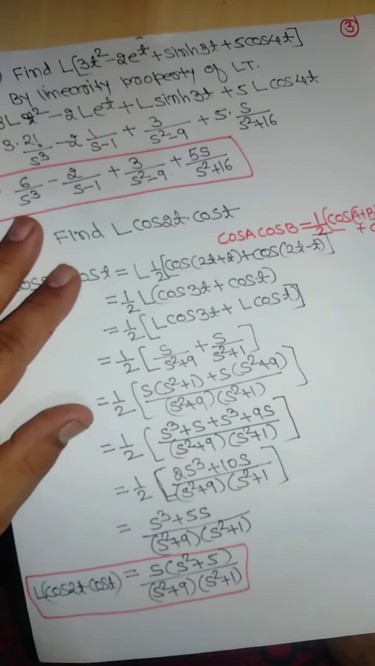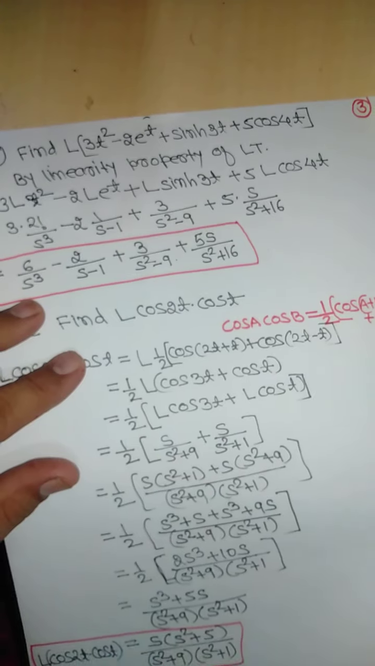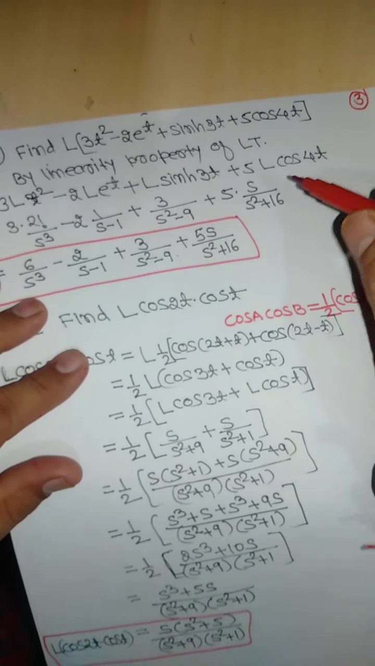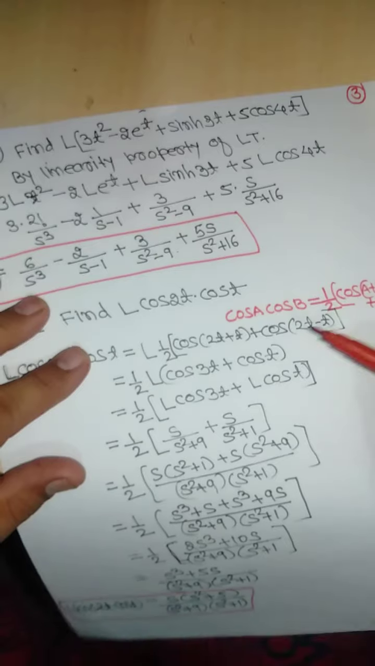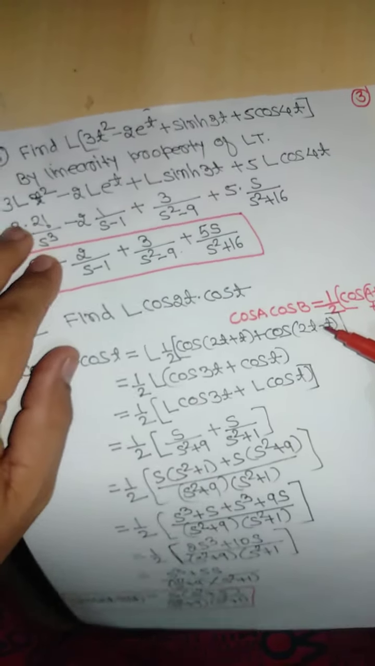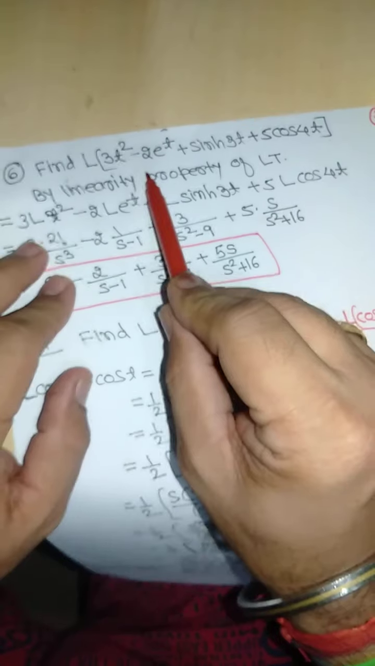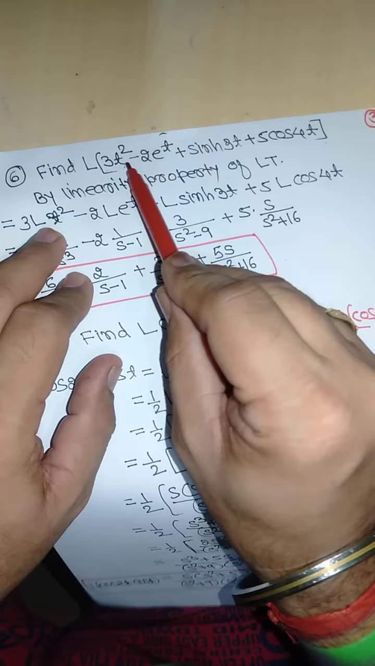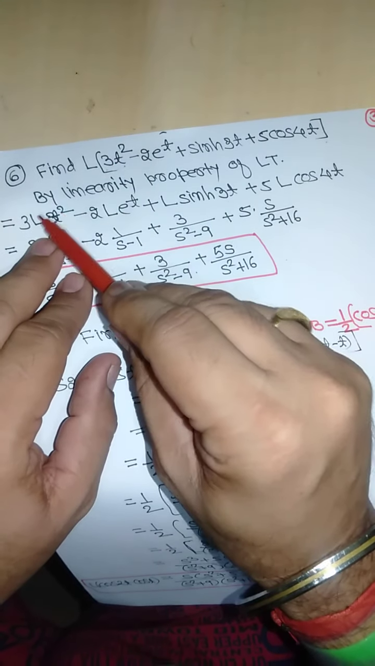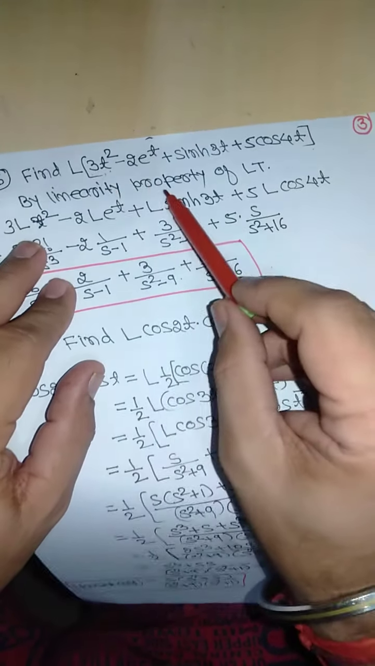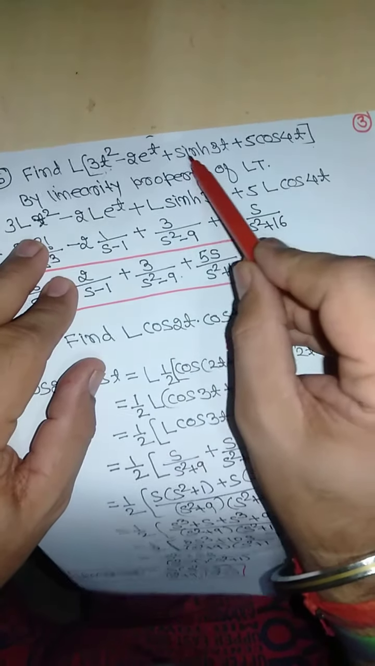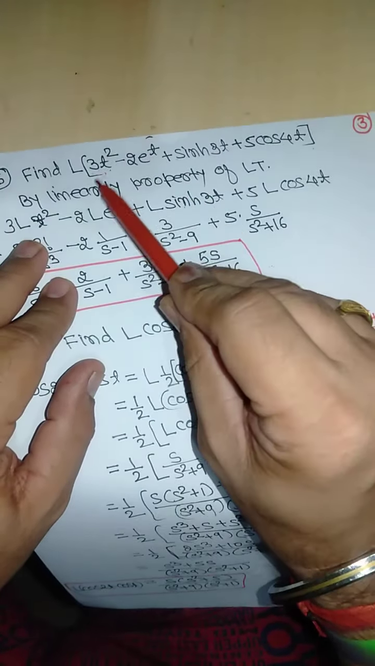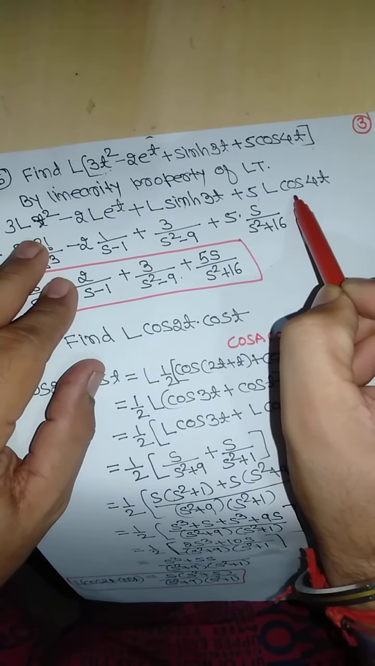Now we go to the next problem: find the Laplace transform of 3t square minus 2e to the power t plus sinh 3t plus 5 cosh 4t. It is simple, just applying the linearity property. So L of 3t square means, by the linearity property, 3 is a constant outside, L of t square, then minus 2 outside, L of e to the power t, plus L of sinh 3t plus 5 outside, L of cosh 4t.